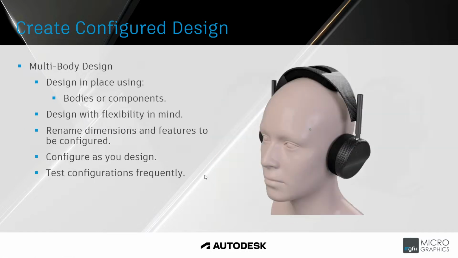So looking more specifically at multi-body design, the only thing that really changes is as you design, you're still going to design your components in place using bodies or components and then converting, let's say, bodies to components as required. But you do need to design with flexibility in mind. If you're a designer that is used to designing with parameters and you go to the parameter table and update the parameter table to update your design, then this should be a comfortable transition for you. Essentially, you're using the same process. You're just making sure that when you make your changes, in this case those values are changing in the configuration table, your design updates accordingly.